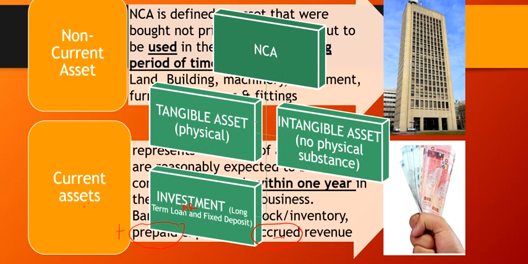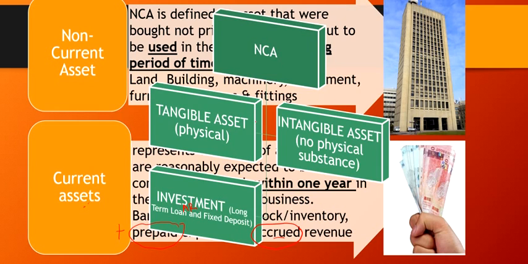And then in non-current asset, kita boleh klasifikasikan lagi. Non-current asset consists of tangible asset, intangible asset and investment. So what is tangible asset? Tangible asset is a physical substance. Asset that have physical substance in nature. For example, building, land, dia ada, you nampak. Table, chair, dia ada physical, you boleh sentuh, you boleh nampak, you boleh tengok.